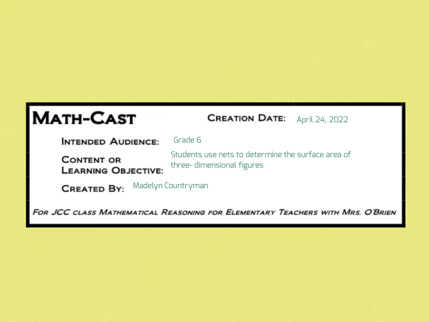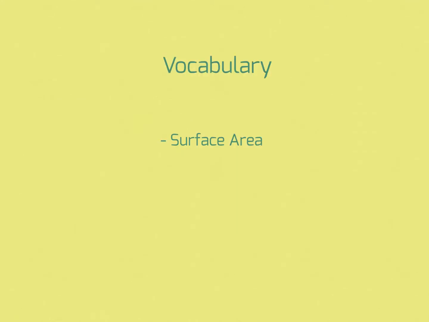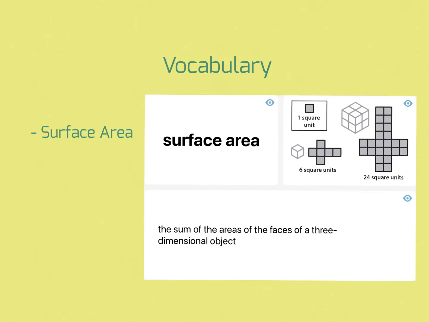The intended audience is grade 6. The content or learning objective is students use nets to determine the surface area of three-dimensional figures, created by Countryman. Our vocab is surface area. Surface area is the sum of the areas of the faces of a three-dimensional object. So you're using area to add up each side of the net shape to get the surface area.